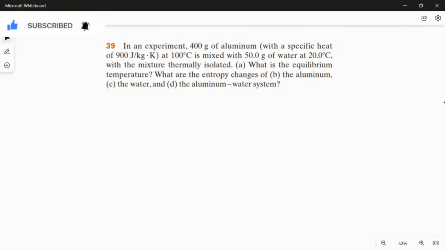In this video, I'm going to find the answers for parts B, C and D. We are going to calculate the entropy change of aluminum, water and the whole system, that means the mixture of aluminum and water. In the previous video, we found the thermal equilibrium, that means the equilibrium temperature TF for both aluminum and water, as 343.6 Kelvin. This answer we got in part A.